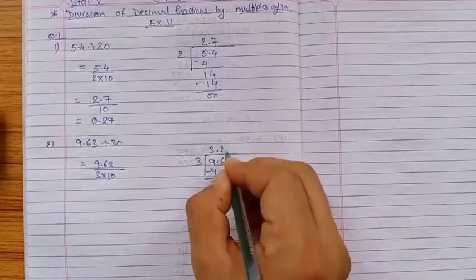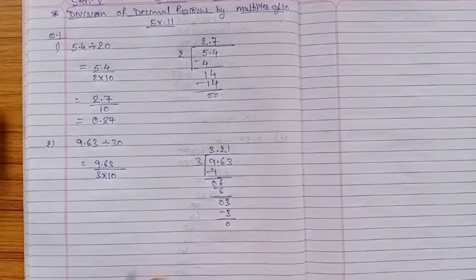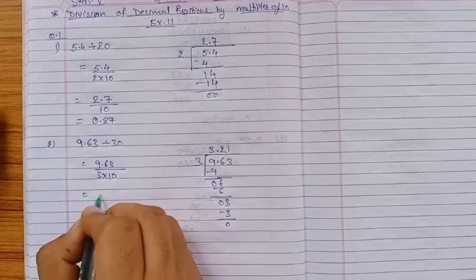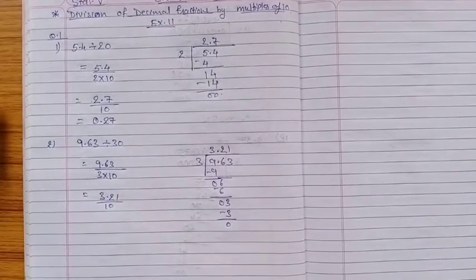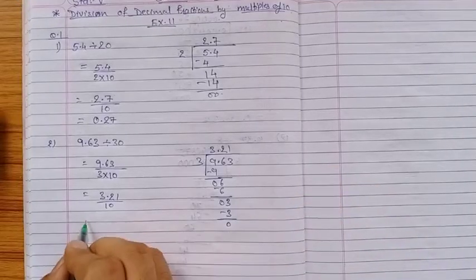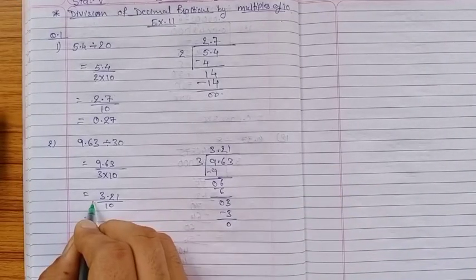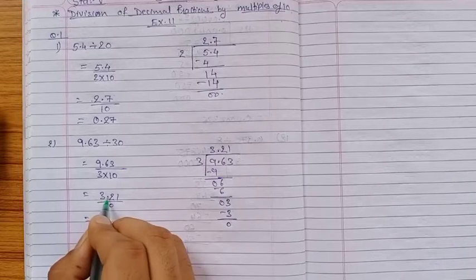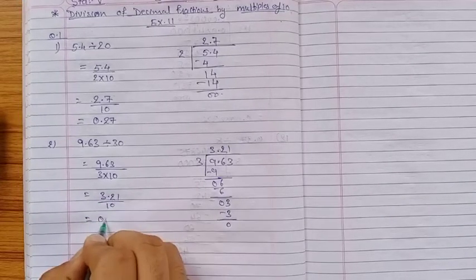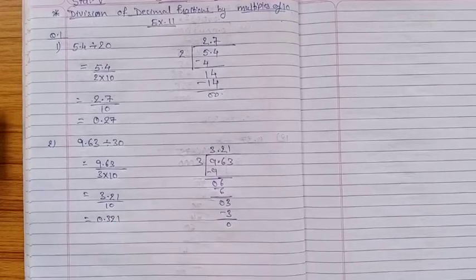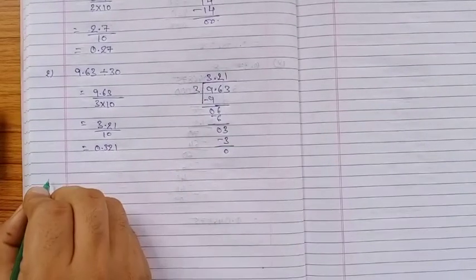Now 3 will come down, so 3 ones are 3, 0. So the answer which we are getting is 3.21 upon 10. The 10 is still below in division. So now what to do? There is one 0, so we have to move one digit towards the left side. So this point from here will shift to the left side of 3, so it will become 0.321. Done. It's very simple.